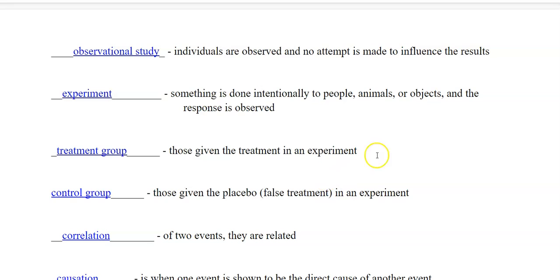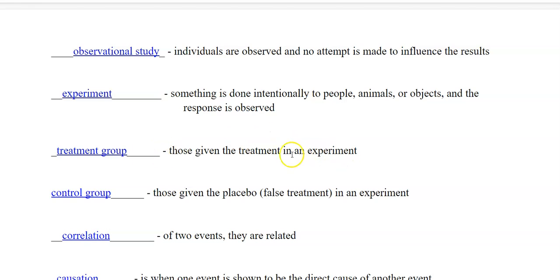An observational study is when somebody just comes in and observes. They don't try to influence anything. They just watch what's happening. An experiment is when you do something. So like you maybe try an experimental drug on some people with cancer, and then not on some others, and that comes into the treatment and the control groups.